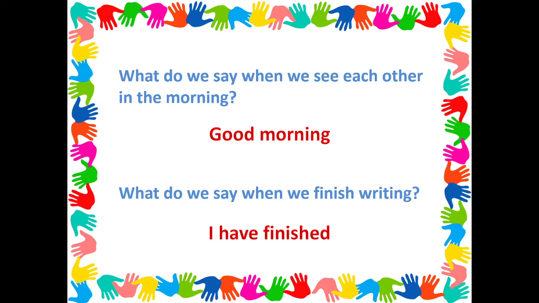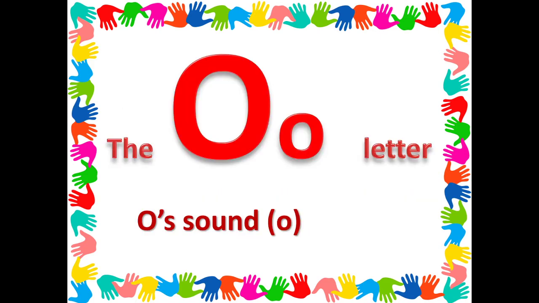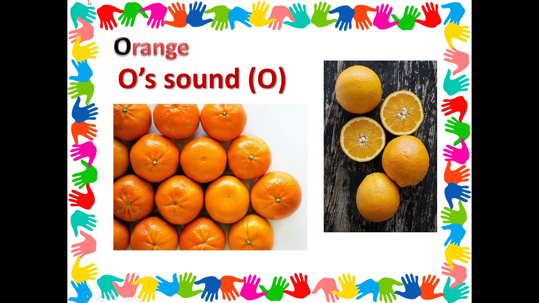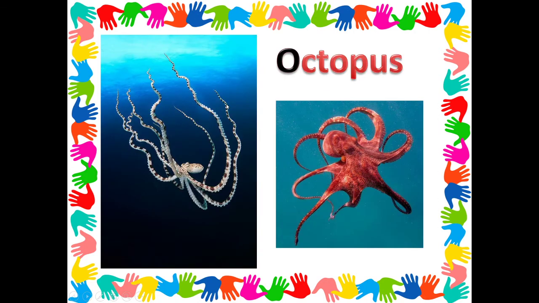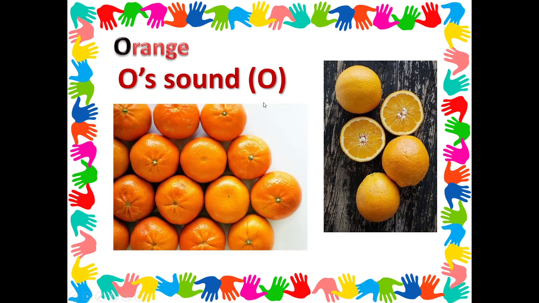Now, let's start with our revision. The first letter that we're going to review is O. O capital, O small. Now, the O sound is O, O, O, O. O orange, O octopus. Repeat after me. Come on, repeat after me.